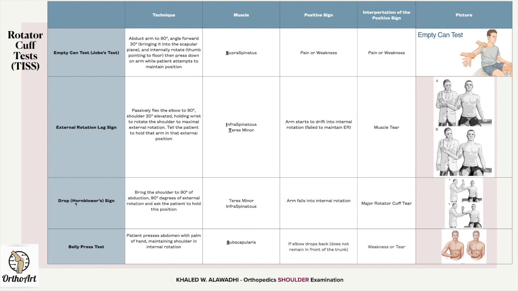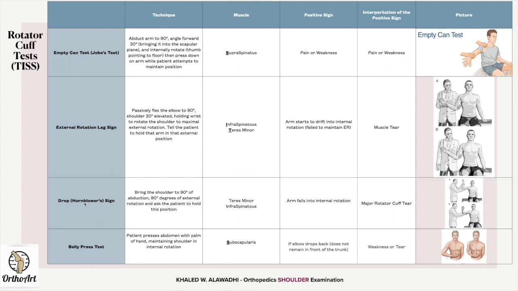The drop or hornblower sign is almost similar, the same technique. Bring the shoulder to 90 degrees abduction and 90 degrees of external rotation. Ask the patient to hold that position. If the patient is unable to maintain the external rotation, the arm will fall into internal rotation with more than 5 to 10 degrees lag. This means there is a major rotator cuff tear. Most likely the affected muscles are the teres minor and the infraspinatus.